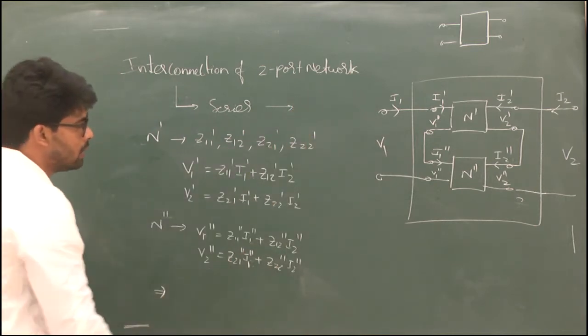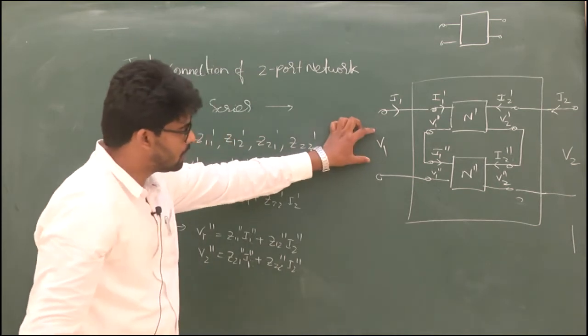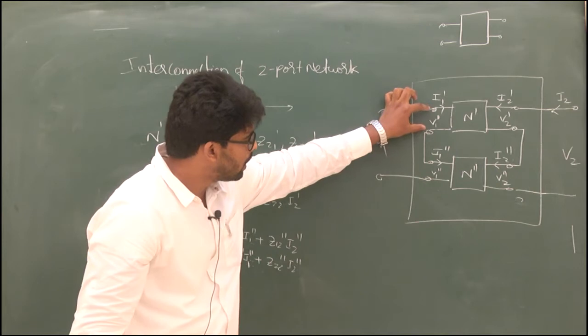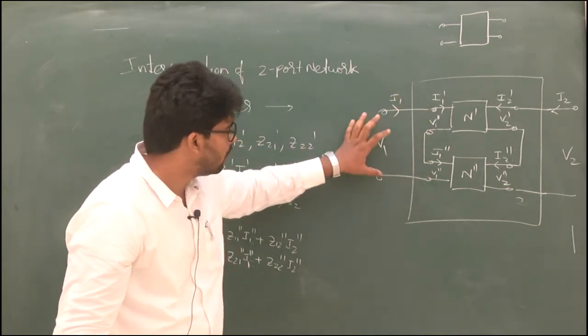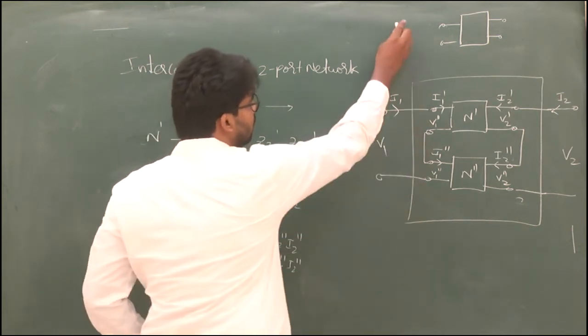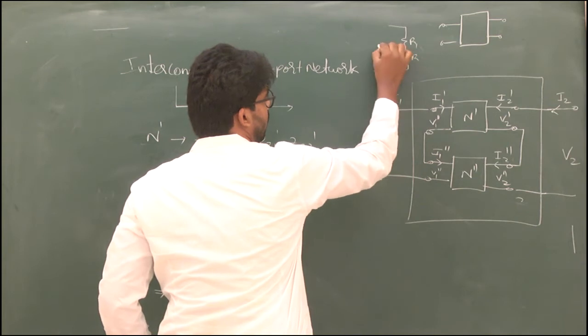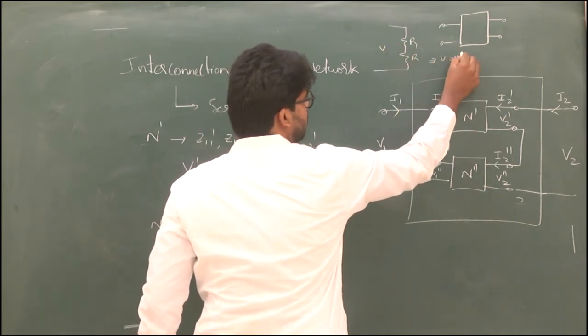If you see carefully, the voltage which is there now is the sum of V1 dash and V2 double dash. Say for example, this is a small network with R1 and R2 and its supply voltage V. So here V equals what? V1 plus V2.